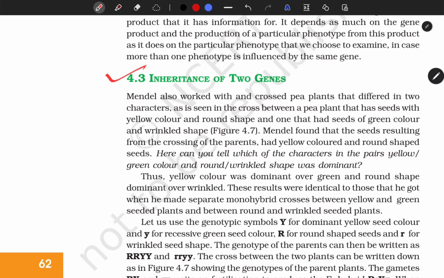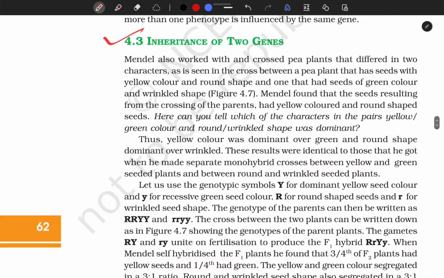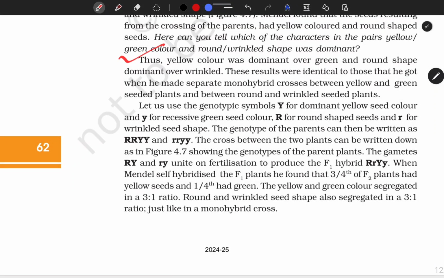4.3 Inheritance of 2 genes. Mendel also worked with crossed pea plants that differed in 2 characters, as is seen in the cross between a pea plant that has seeds with yellow color and round shape and one that had seeds of green color and wrinkled shape, as shown in figure 4.7. Mendel found that the seeds resulting from crossing of the parents had yellow colored and round shaped seeds. Here you can tell which character in the pairs, yellow or green color and round or wrinkled shape, was dominant. Thus, yellow color was dominant over green and round shape dominant over wrinkled.